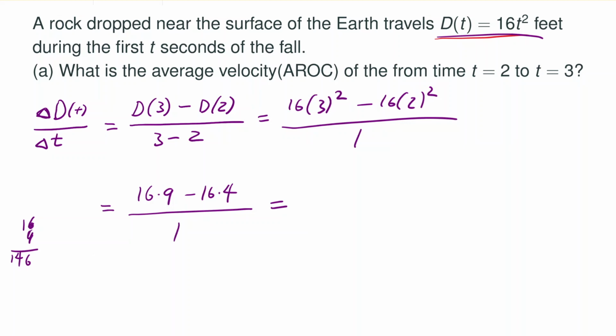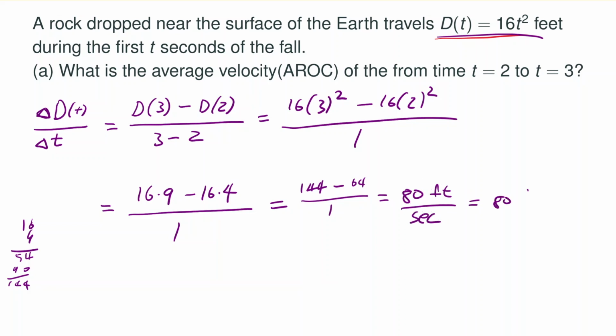Oops, sorry, I meant to write 144. 54, 90, 144. So 144 minus 16 times 4 is 64 over 1 gives us 80. So this is 80 feet per second, right? 80 feet per second. A lot of times we also write feet per second like this.